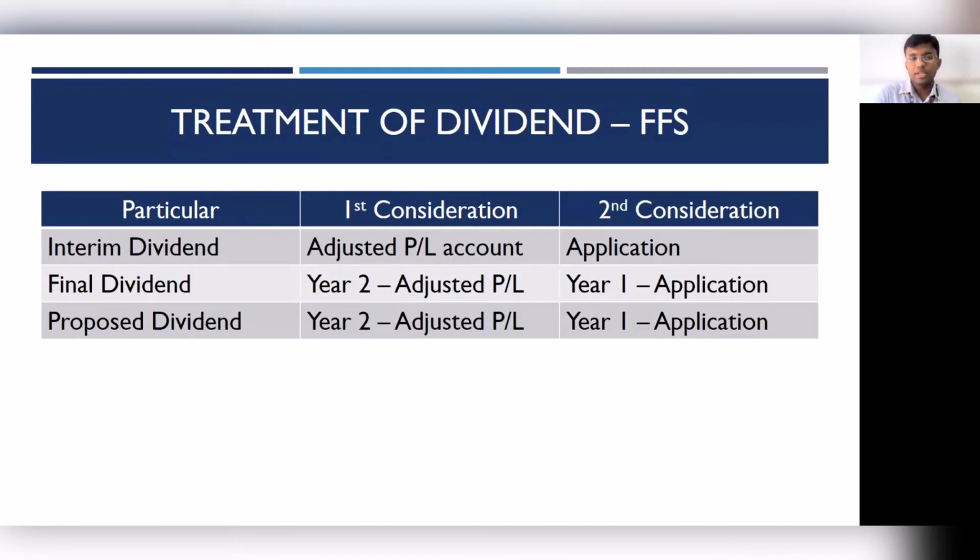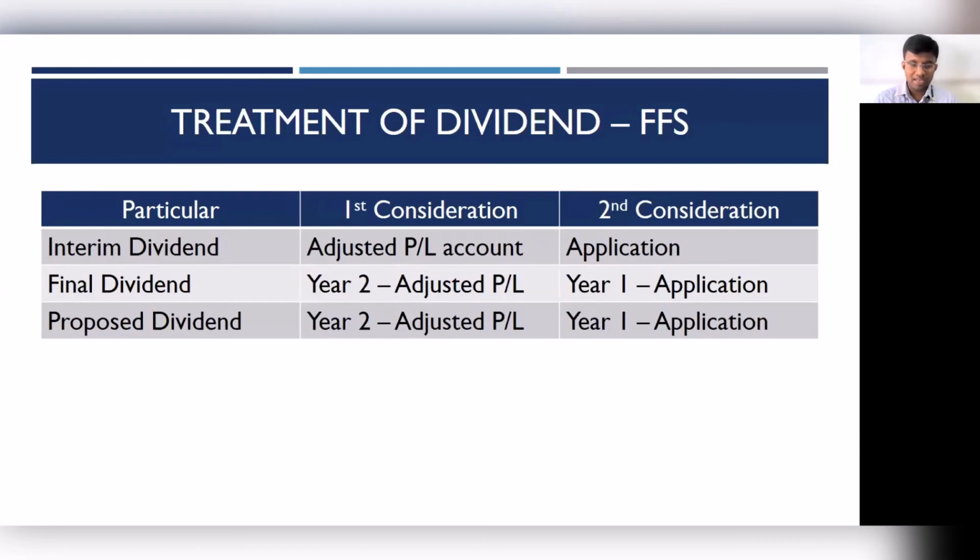If interim dividend is given, there are two things you could do. You treat it as an appropriation, a non-operating expense, in your adjusted profit and loss account, and you also treat it as an application in your statement of sources and application.